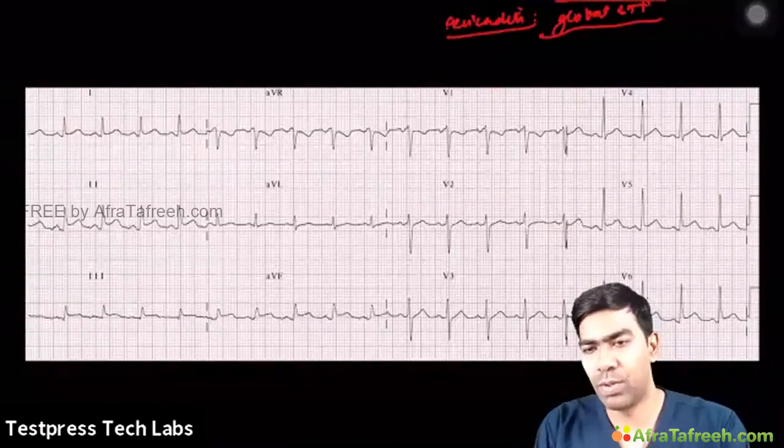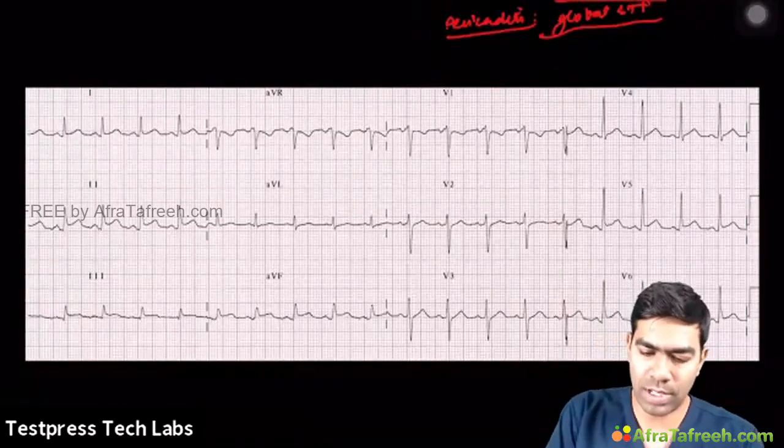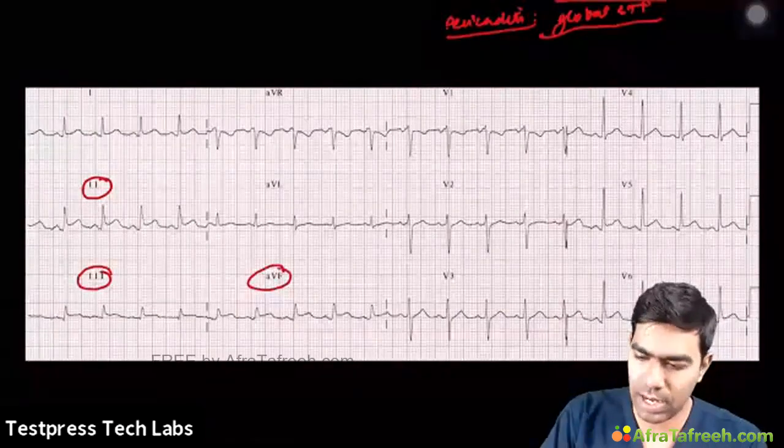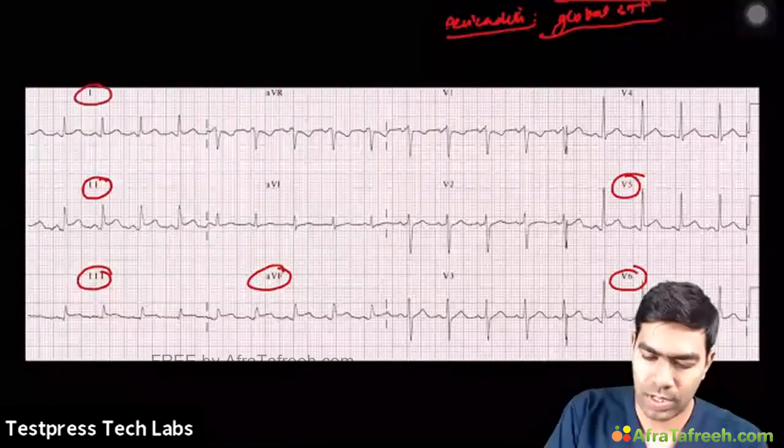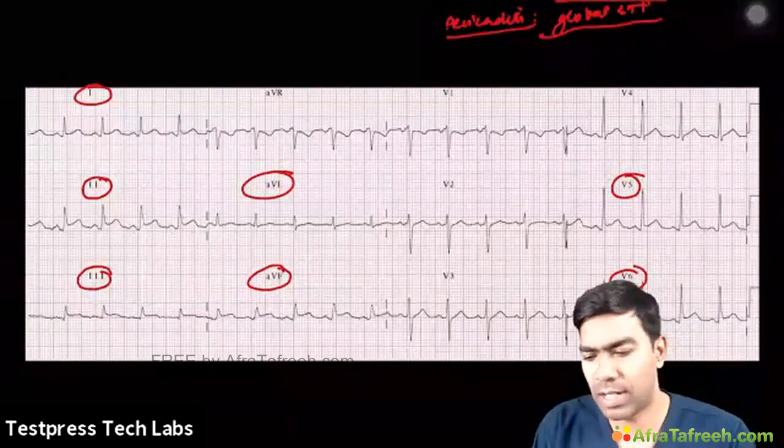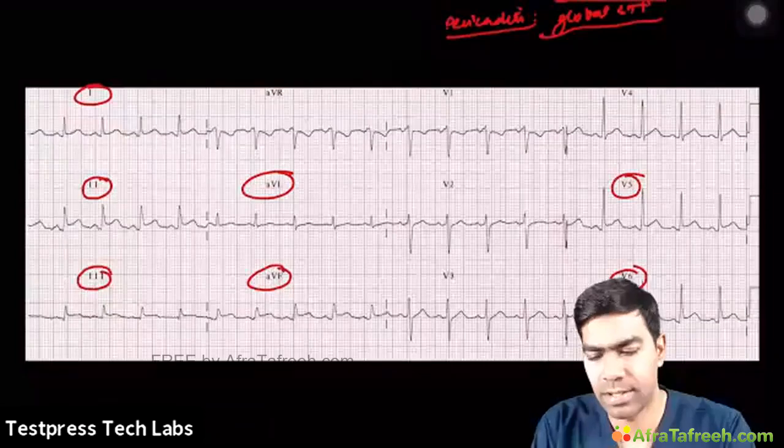But as far as I know, very commonly pericarditis will produce ST elevation in the inferior and lateral leads only, to an extent in 1 and AVL. So very commonly, these are the leads that will be affected, inferior and lateral leads.